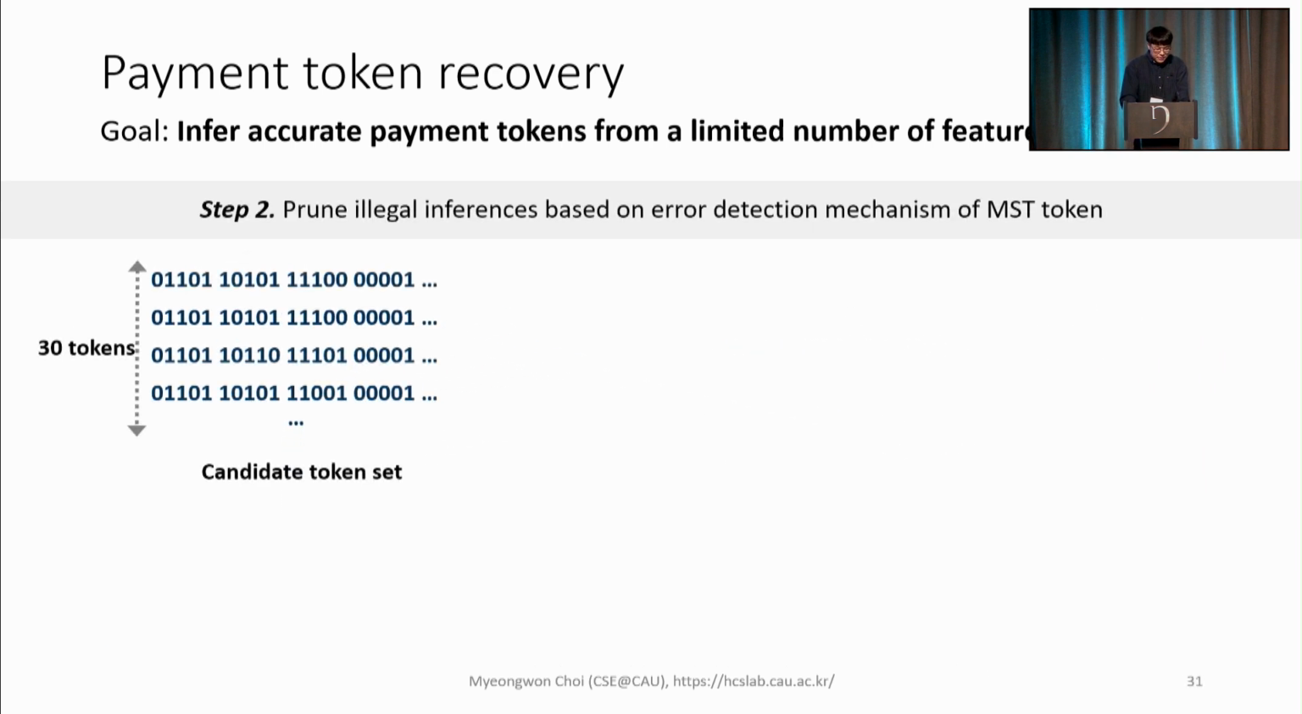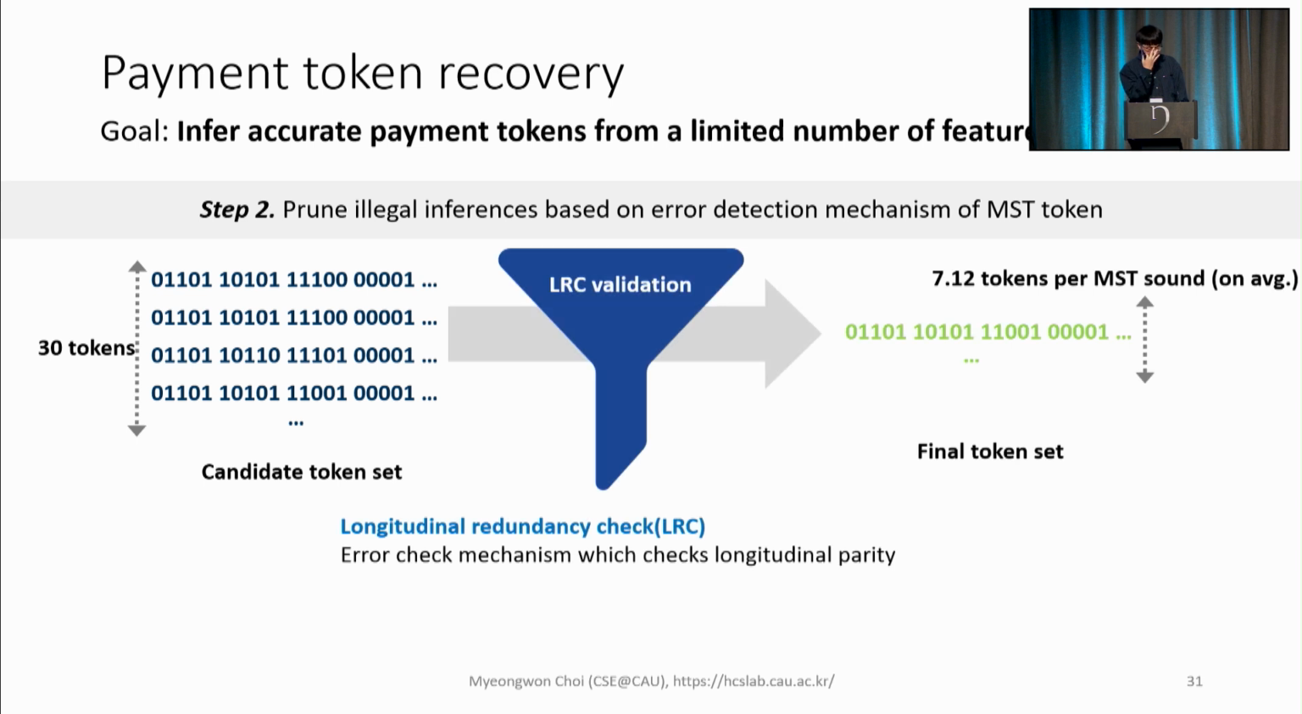At the end of the previous step, we have 30 candidate tokens extracted in different frequencies with different methods. Thanks to the error detection technique that the MST token uses, we can prune the illegal inferences to get the final regional token set.